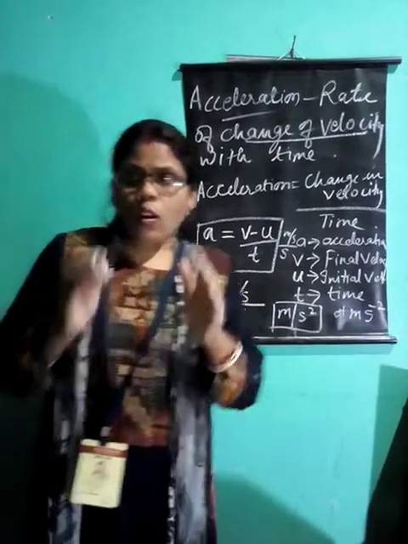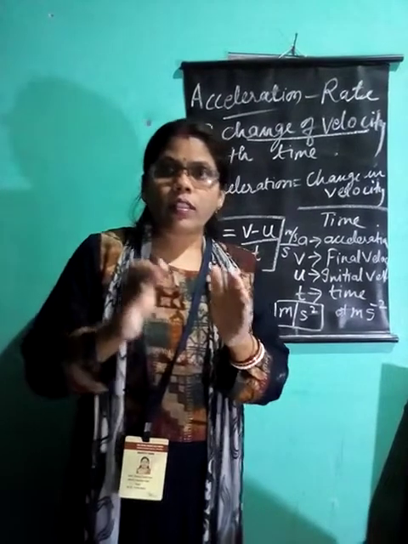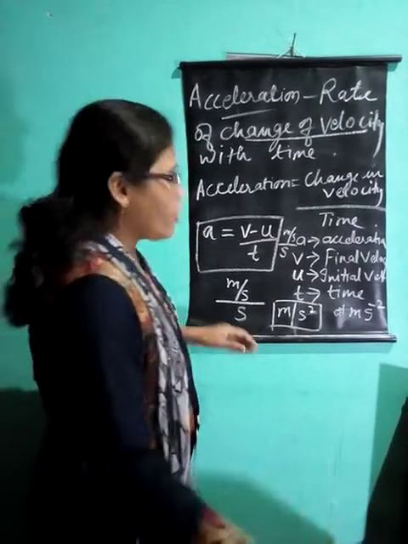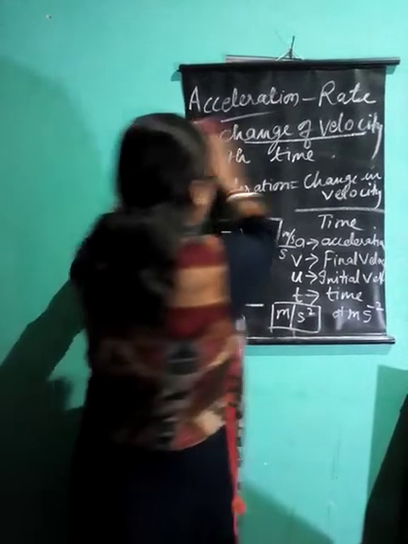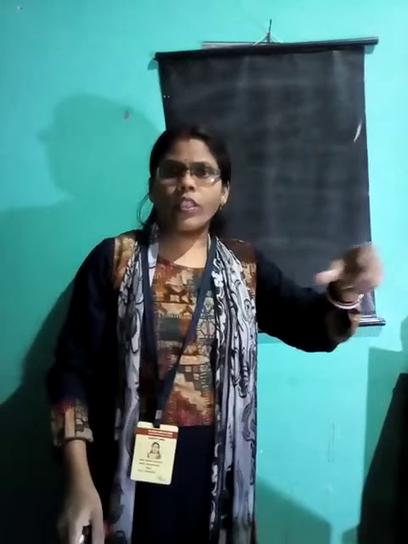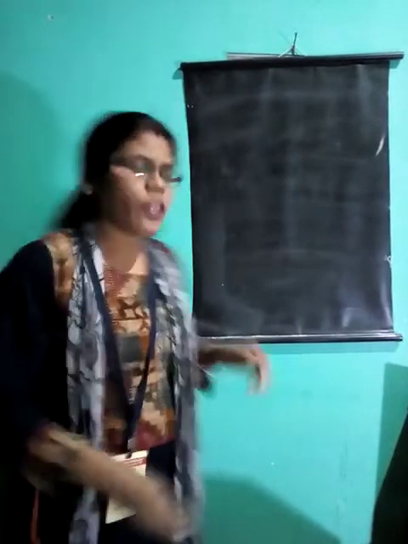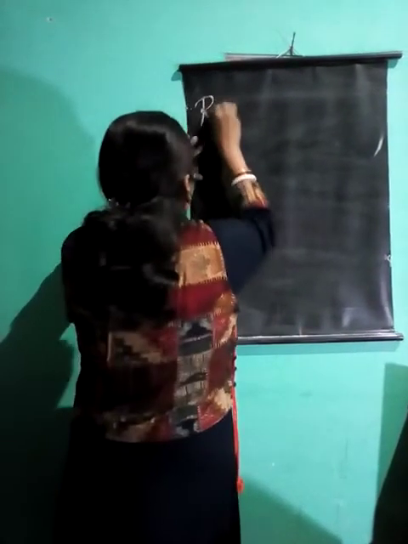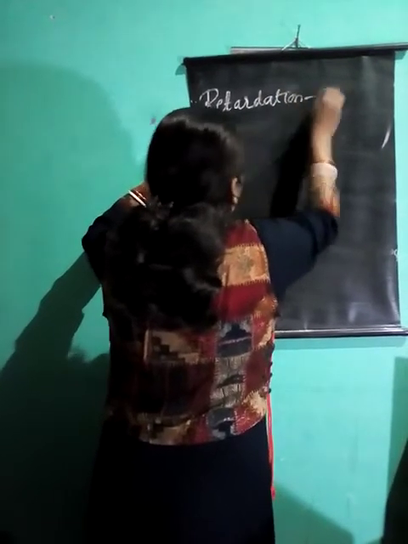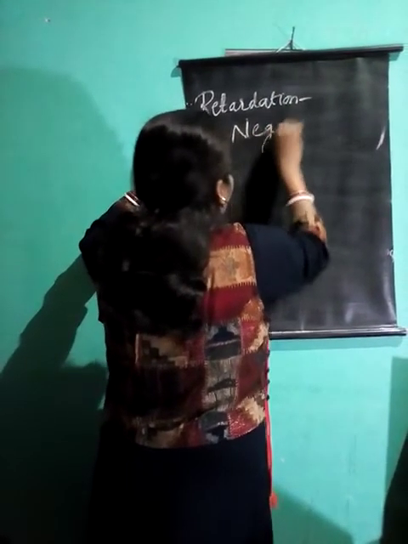Now something which is called as retardation. What is retardation? Retardation is negative acceleration. When the speed is increasing, it is acceleration, and when the speed is decreasing, then it is retardation. It is also called as deceleration. Retardation, that is negative acceleration.